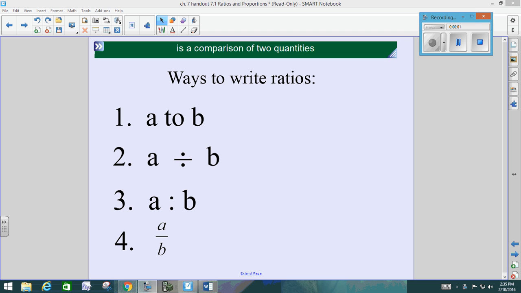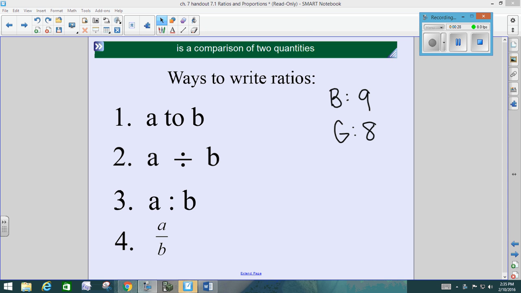Ratio is the comparison of two quantities. Including myself, there are 9 boys in the classroom and there are 8 girls.